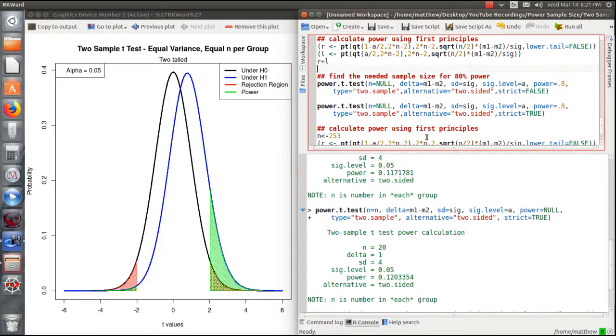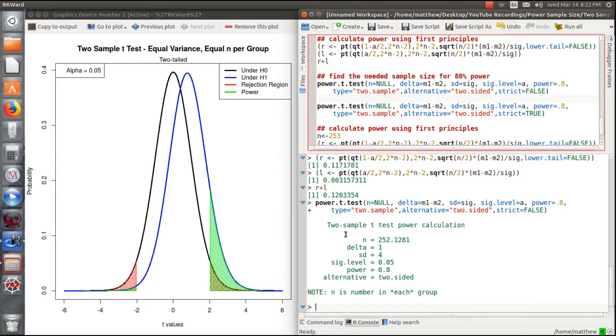So now let's calculate the needed sample size in this setting. So here we're going to use power.t.test again and leave the n null or empty. And remember, this is per group, and we're going to use the same delta, 3 minus 2, standard deviation of 4, sigma 0.05, power 0.8, two-sample, two-sided, and we're going to look at the strict false and the strict true again and see what that does.